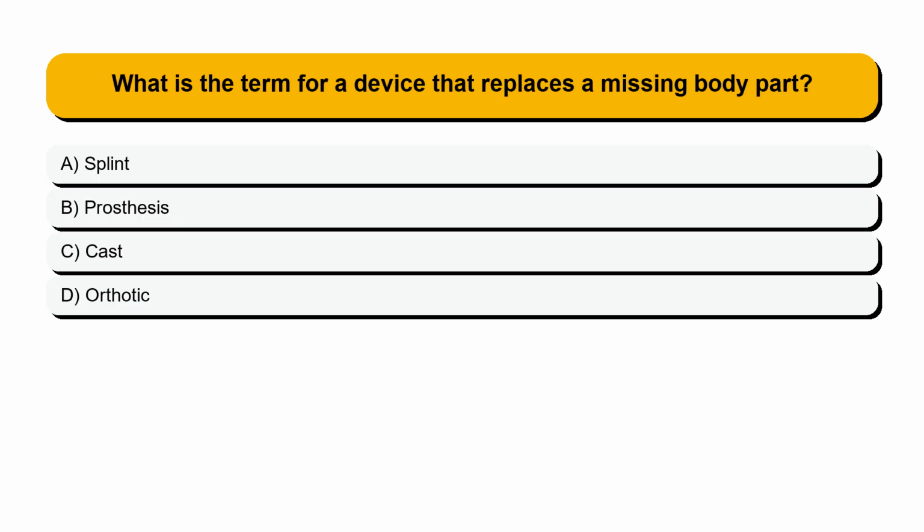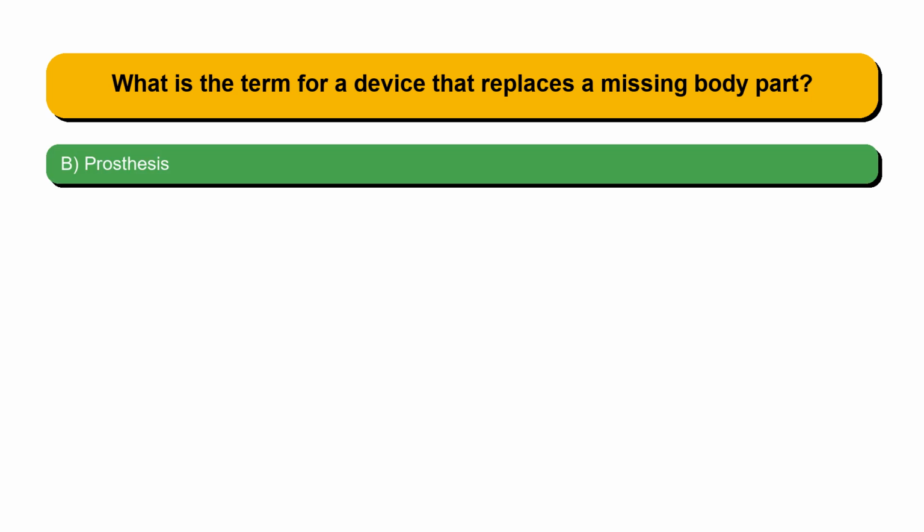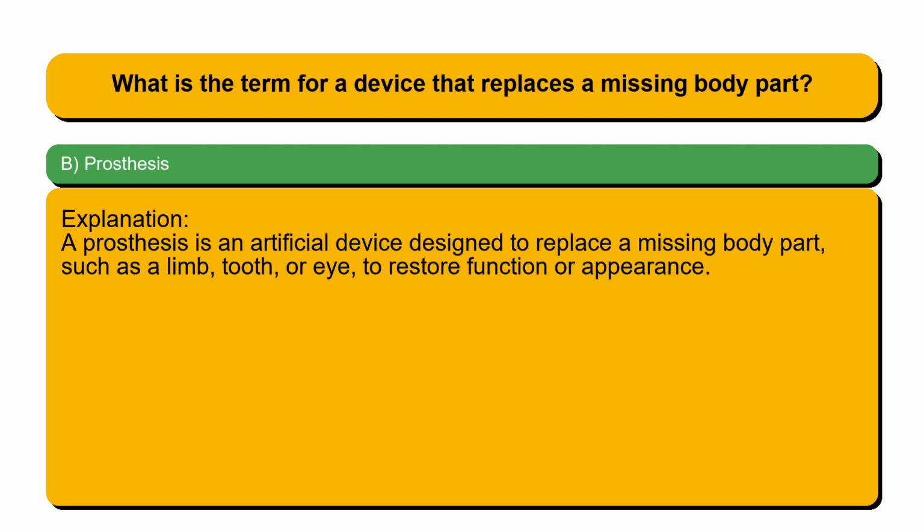Question 41. What is the term for a device that replaces a missing body part? Option A, a splint. Option B, prosthesis. Option C, cast. Option D, orthotic. The correct answer is option B, prosthesis. A prosthesis is an artificial device designed to replace a missing body part, such as a limb, tooth, or eye, to restore function or appearance.